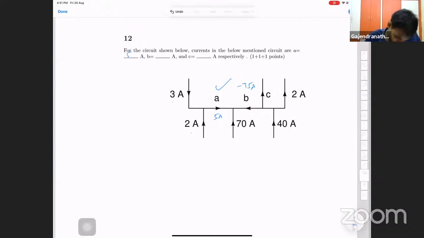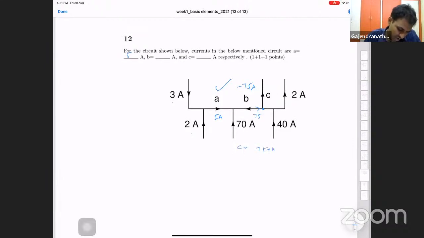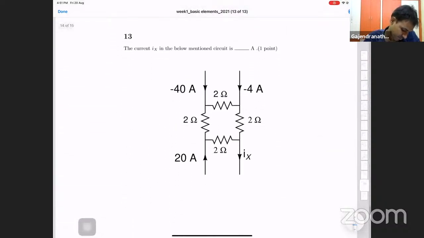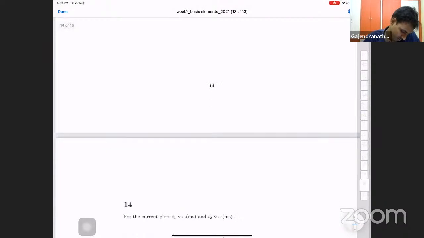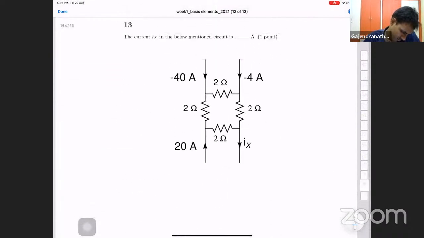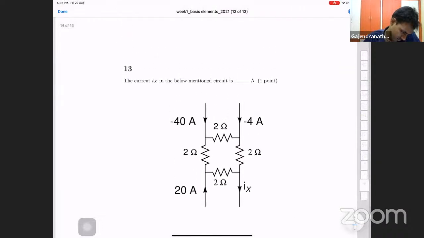40 is coming. So basically, the current here is 75 going into this node. So C should be equal to 75 entering, 40 leaving. So 75 plus 40. Okay, that's the current. Okay, I think we have many questions. We'll do 1, 2 more questions.